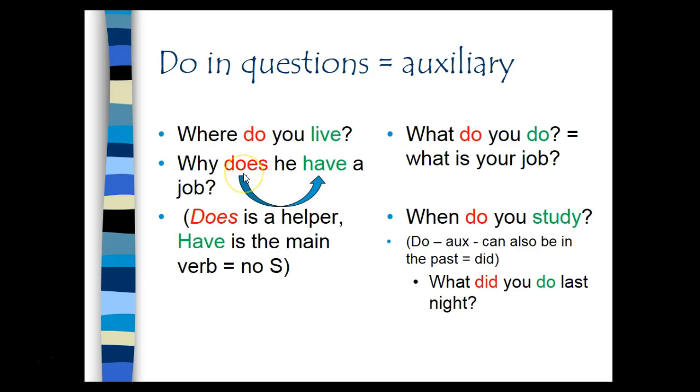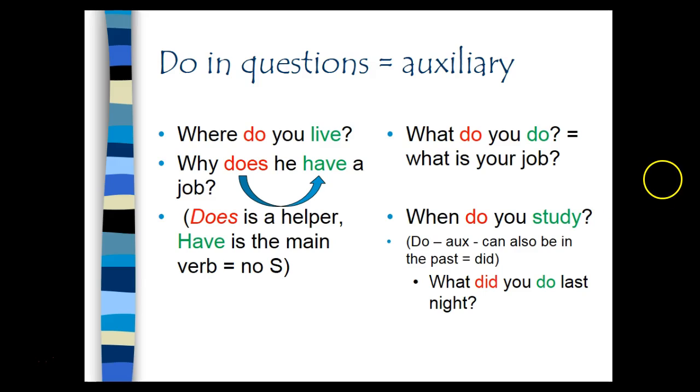Why does he have a job? I put an S on my auxiliary does because my subject is he. And my verb goes back to the base form, no S. In certain situations, I can have do as an auxiliary and do as a verb. What do you do? That question means, what is your job?